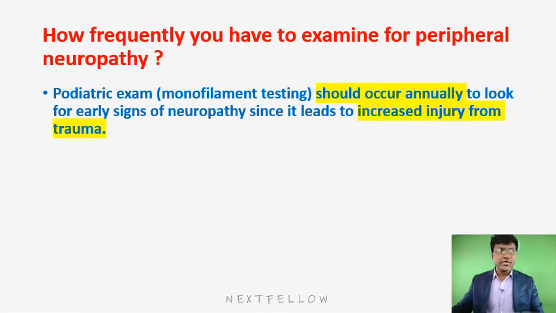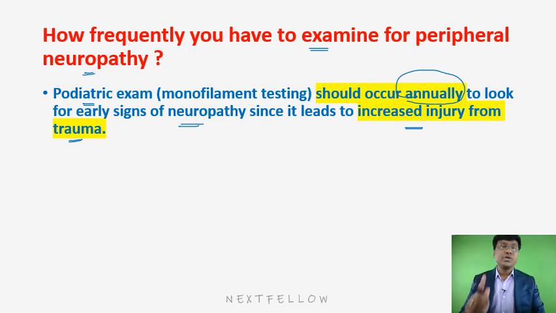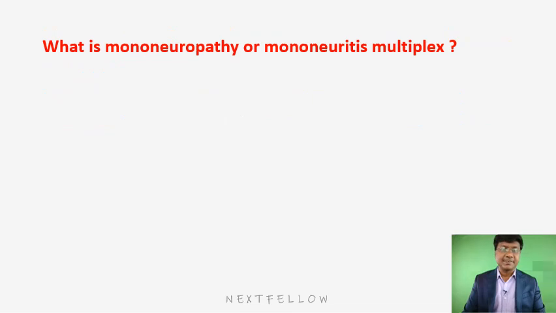Next, how frequently do you have to examine for the peripheral neuropathy? See, podiatric examination. What do you mean by podiatric examination? That is foot examination. Foot examination should occur annually to look for early signs of neuropathy, since it leads to increased injury from trauma. So annually you have to test for the peripheral neuropathy, and that is called podiatric examination.